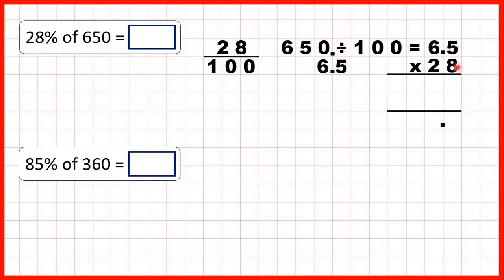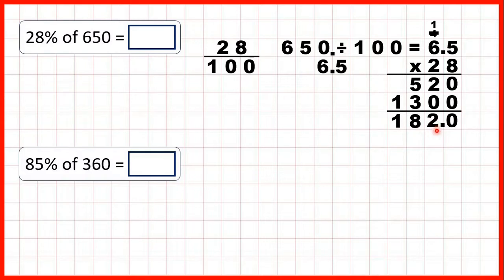Now, 5 times 8 is 40, so 40. 6 times 8 is 48, plus 4 is 52. Now we can cross out our working and write a 0 in our second answer line. 5 times 2 is 10, so 10. 6 times 2 is 12, plus 1 is 13. Now, if we add up our answer lines, we get 182.0. But we know if we have 0.0 on the end, we have a whole number. So we can just write our answer as 182.